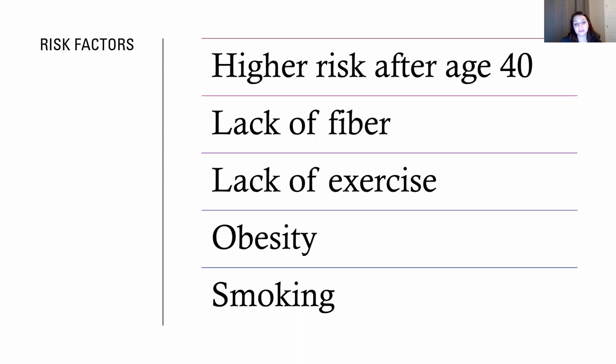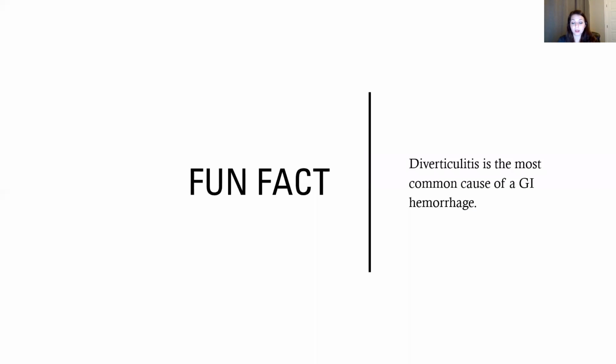So some risk factors would be people have a higher risk of getting this after the age of 40. It's because aging can lead to a decreased strength and elasticity of the colon, which results in these outpouches. A lack of fiber and a lack of exercise can cause this, and obesity and smoking can also be some risk factors. A little fun fact is that diverticulitis is the most common cause of a GI hemorrhage because it can rupture and cause a lot of bleeding, and it can also cause peritonitis or septic shock.